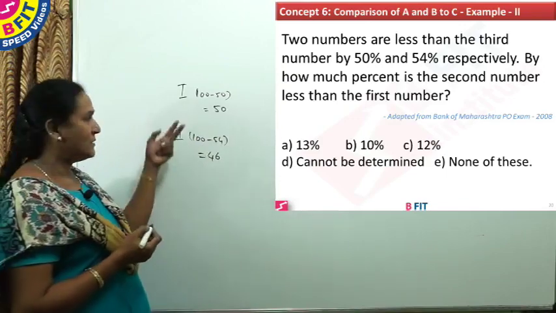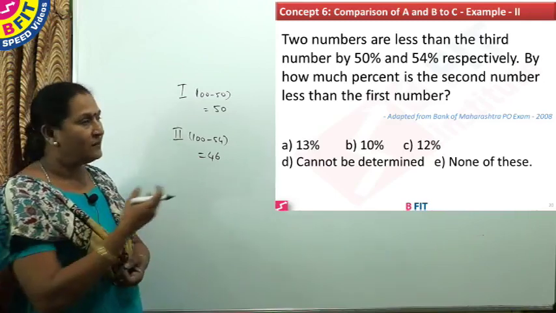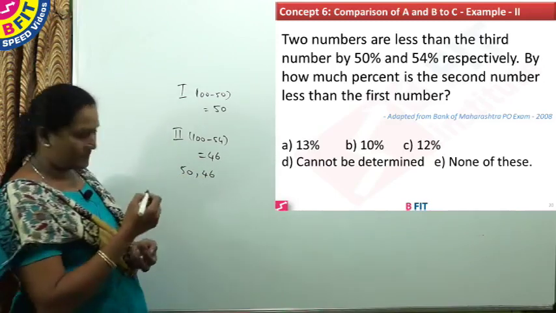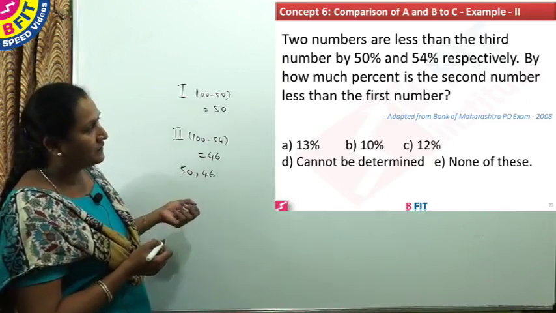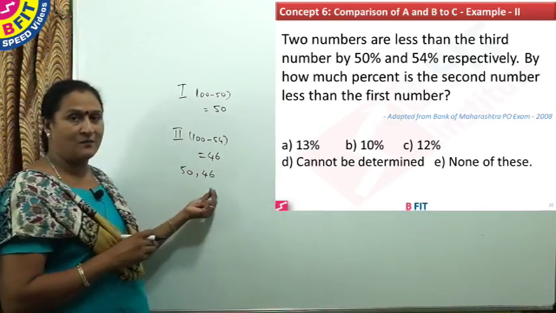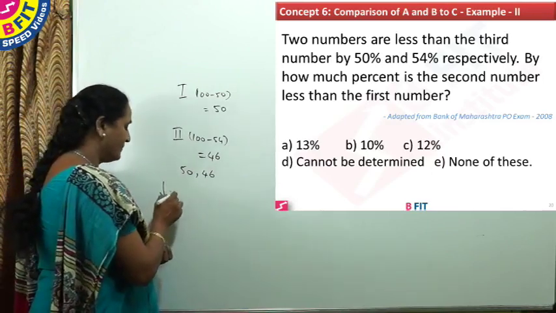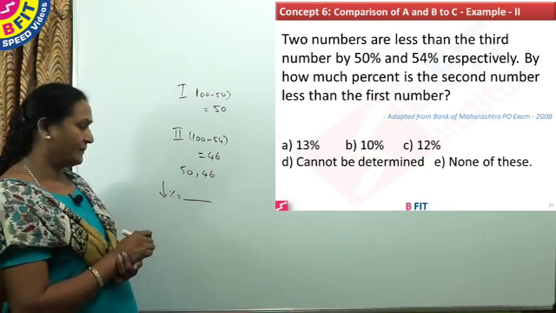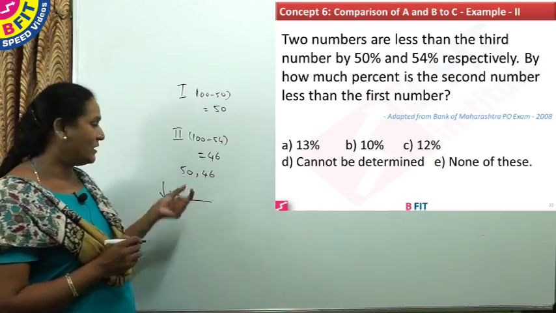Now assuming the first number as 50 itself and the second number as 46 itself, we can answer the question. We have two numbers, 50 and 46. What is the question here? By what percent is the second number less than the first number? The second number is 46 and the first number is 50. Decreased percentage is asked. When decreased percentage is asked, which value will we write in the denominator? The higher value. By how much is this 46 less than 50? The base is 50.